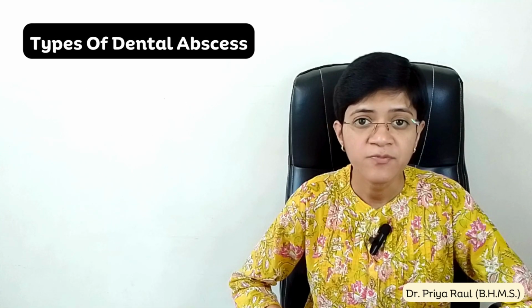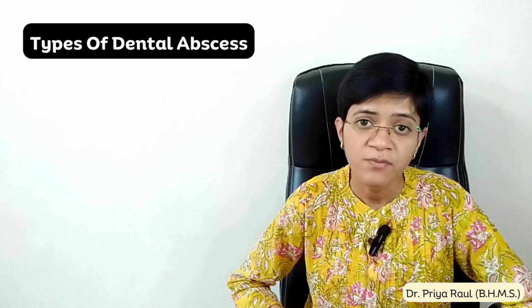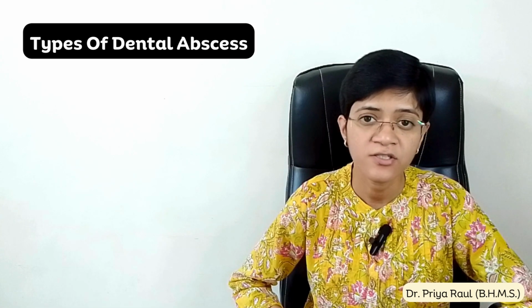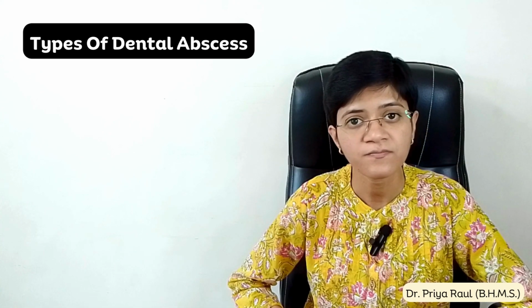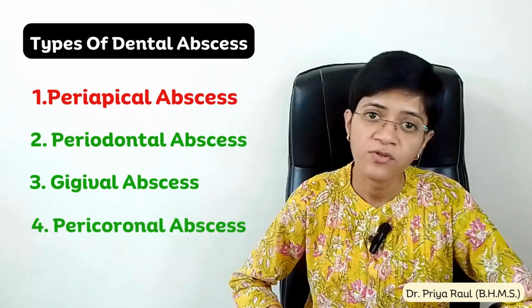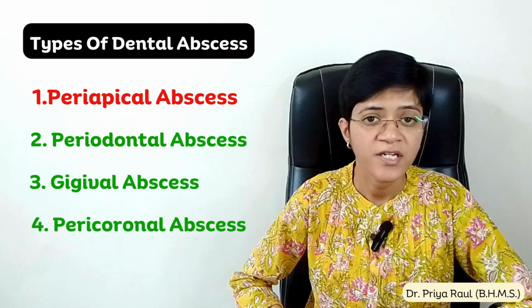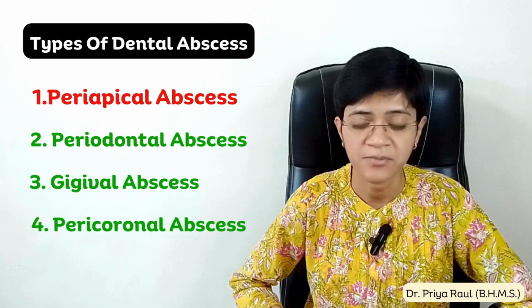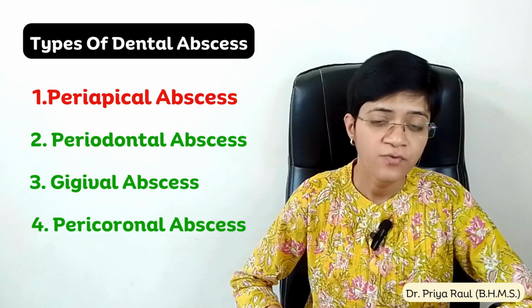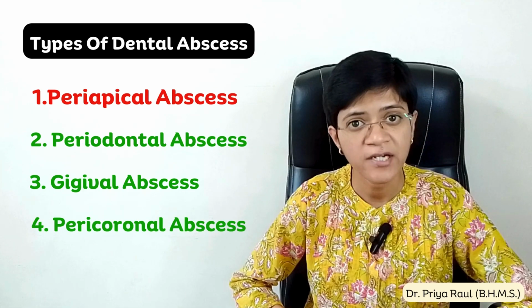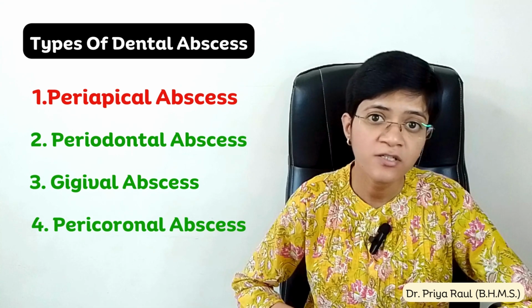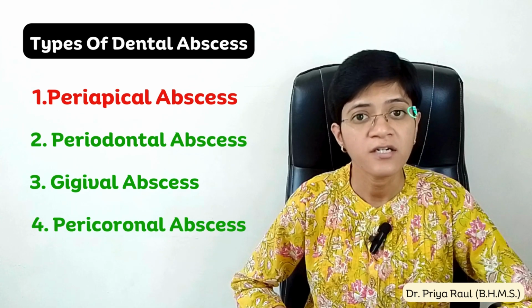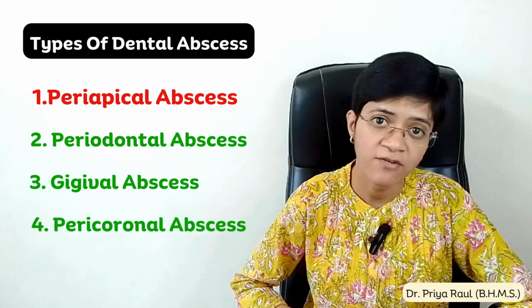The next is types of abscesses. We must know which type of abscesses we are treating in our clinic. This is also important. There are 4 types of dental abscesses: periapical, periodontal, gingival and pericoronal abscess. Out of these 4 abscesses, the periapical abscess forms in the tooth, in the pulp of the tooth at the root of the tooth, and it is associated with cavities in the tooth.